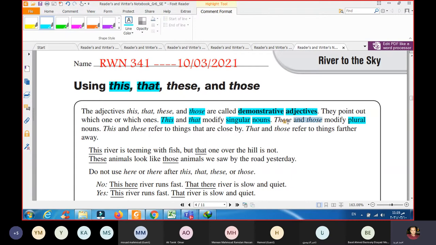This and these refer to things that are close by, something which is close to you. And that and those refer to something which is far, further away from you. Okay.